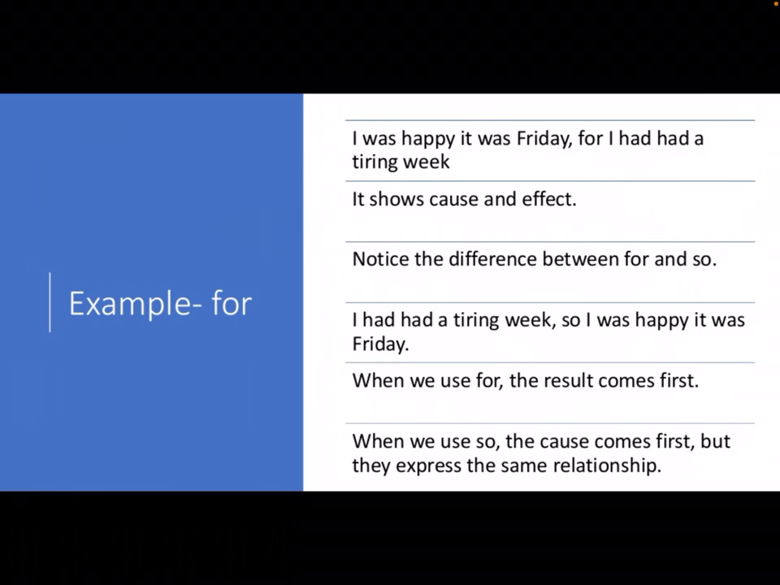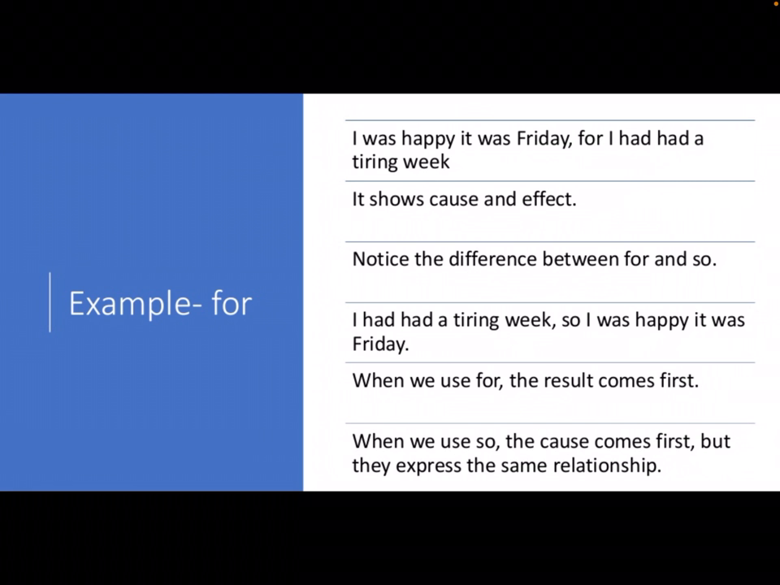Next we have for. Where do we use for? Let's see the examples. I was happy it was Friday, for I had a tiring week. Sorry, these are typing mistakes. When I type fast, everyone makes mistakes, so it's fine. So here for shows us a cause and effect.